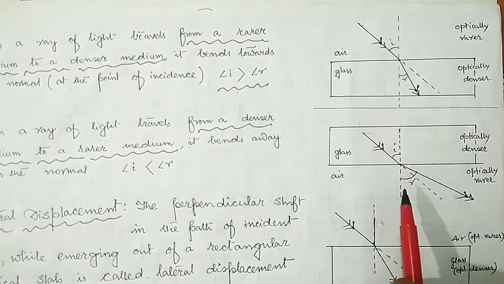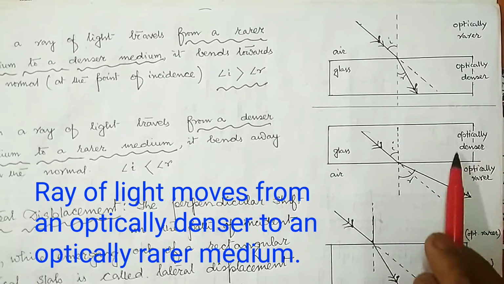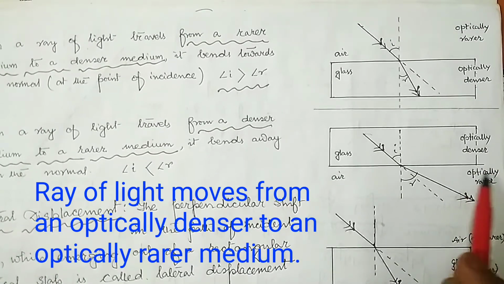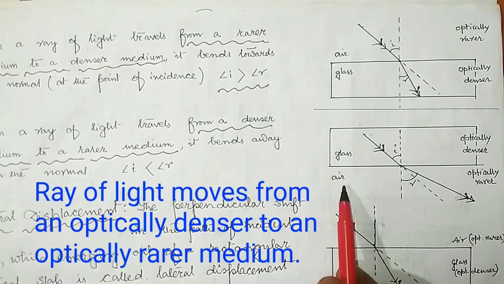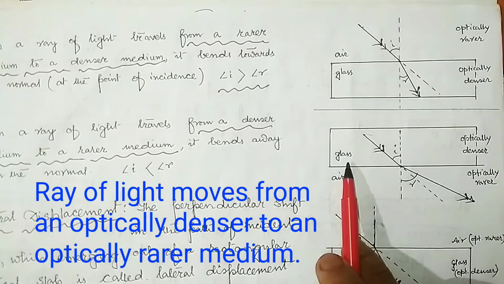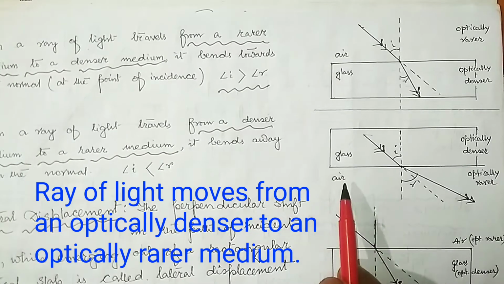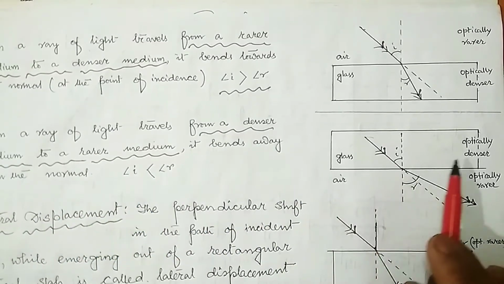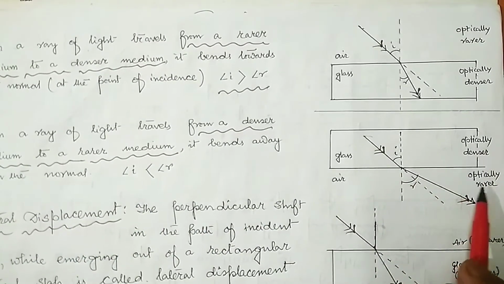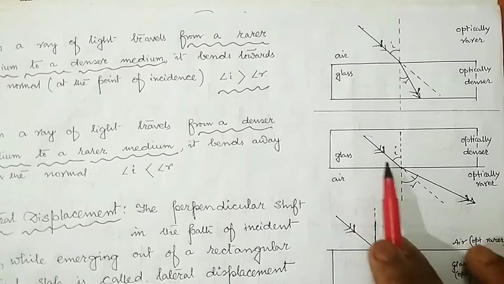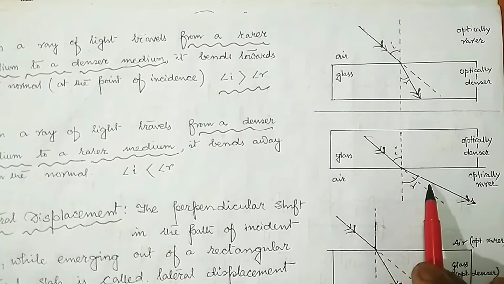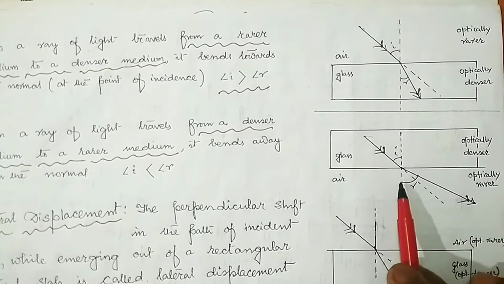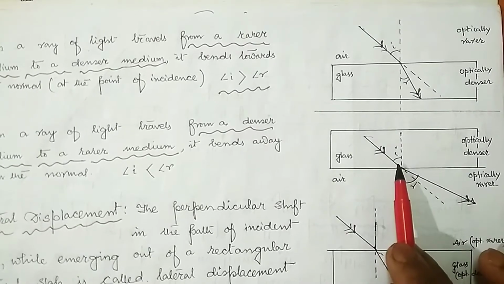And when a ray of light moves from an optically denser to an optically rarer medium, here it is going from glass to air, the speed of light in glass is less and the speed of light in air is more. When a ray of light moves from an optically denser medium to an optically rarer medium, the ray of light will bend away from the normal, and here angle of refraction will be more than angle of incidence.